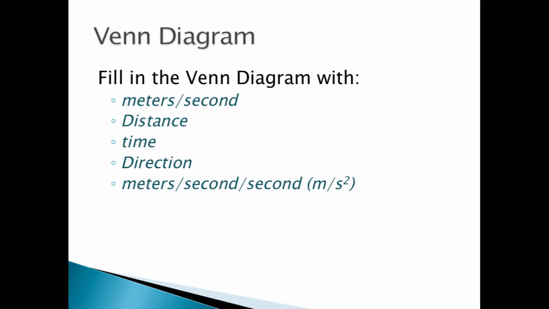Okay, so you're done. The next thing I need you to do is create a Venn diagram. So go ahead and draw 3 big circles on a page of your own next to your flip notes. And I want you to fill in these words: meters per second, distance, time, direction, and meters per second squared. These are the only terms that I want you to fill in your Venn diagram. One circle will be speed, one will be velocity, and one will be acceleration.